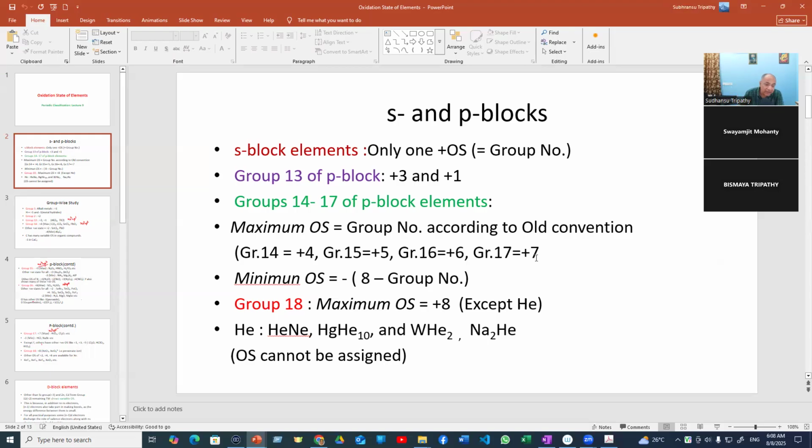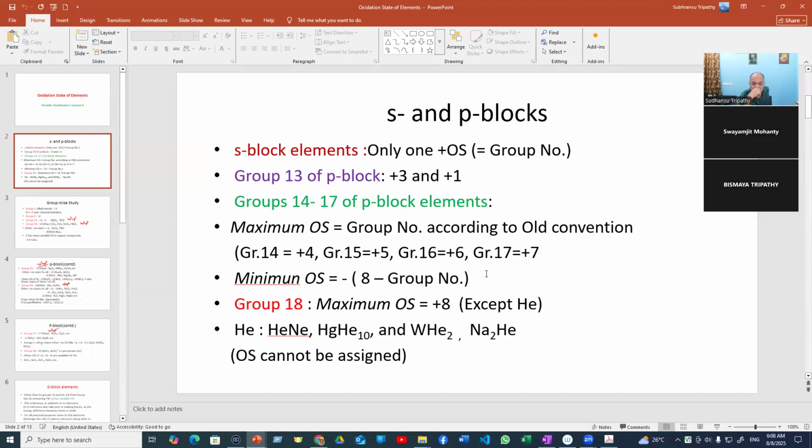Group 18, he used to say 0. Nowadays, no. Group 18, though noble gases, the maximum oxidation state is the group number. It was called group 0 earlier, now it is group 18. It is plus 8 because octet, excepting helium, which has a duplet configuration, others will go to the maximum plus 8 by sharing all the 8 electrons present in their valence shell. Helium is only plus 2.